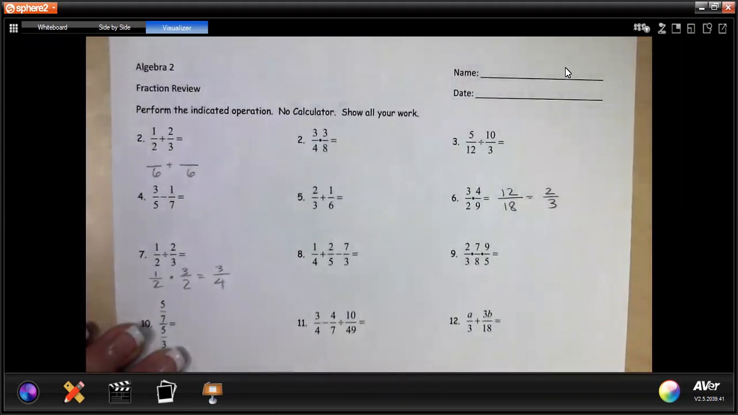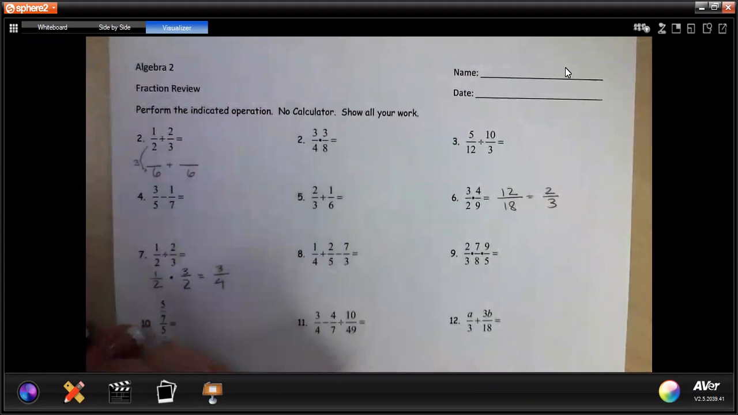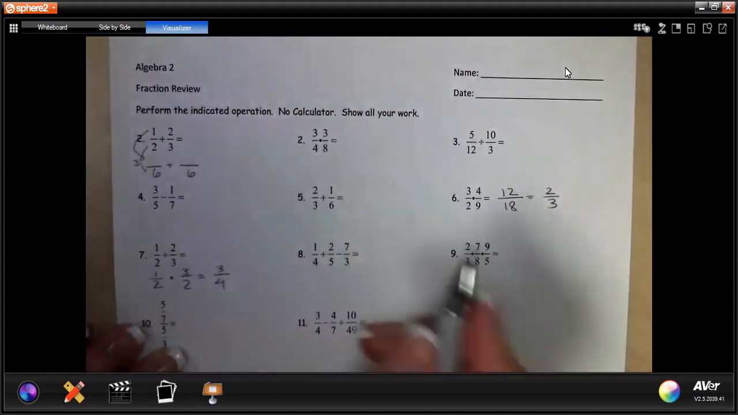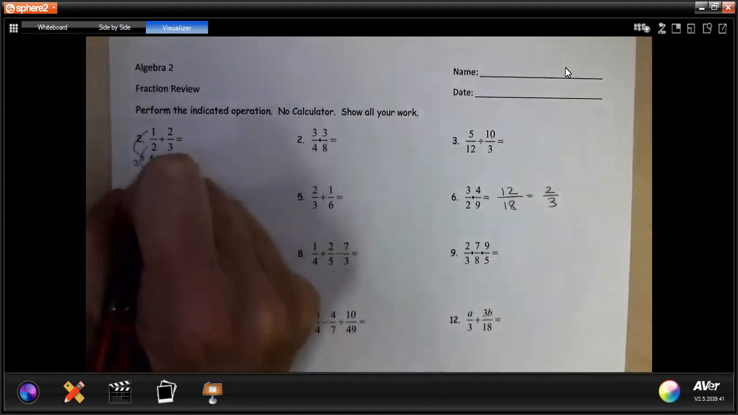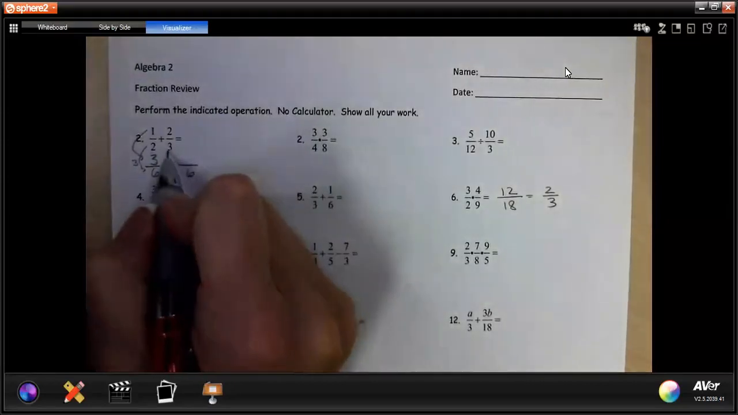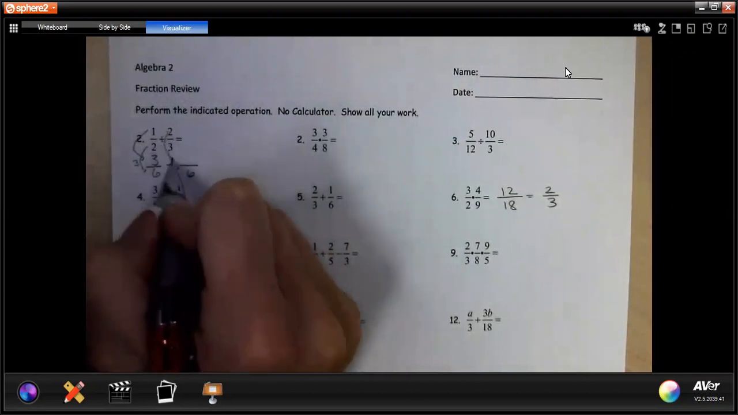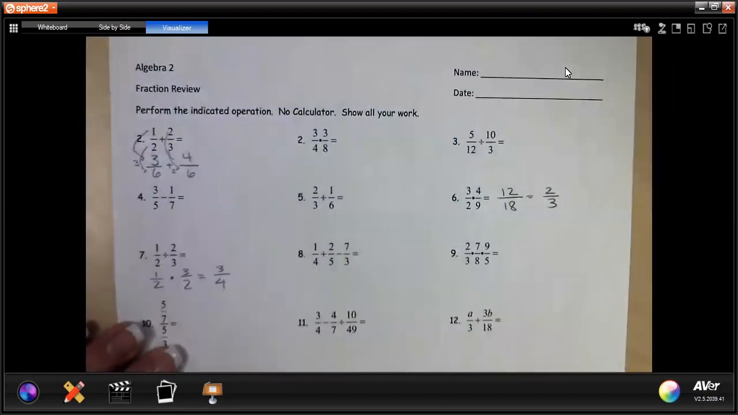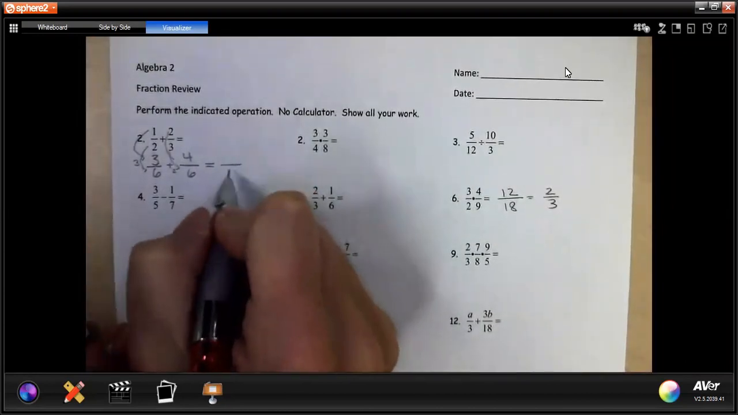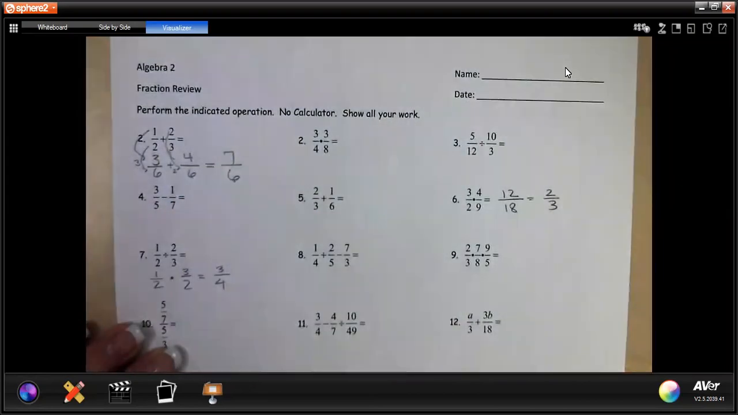The way we did that is we multiply this 2 times 3. So whatever we do to the bottom, we also have to do to the top so that we're not changing the value of it. So we get 3/6. For this second one, we multiply times 2. Again, whatever I do to the bottom, I do to the top, so I get 4/6. And then when we add, we keep the denominator and we add these numerators. 3 plus 4 is 7.